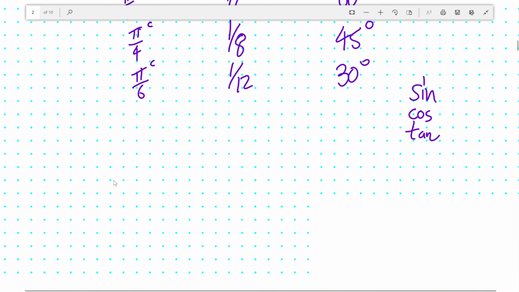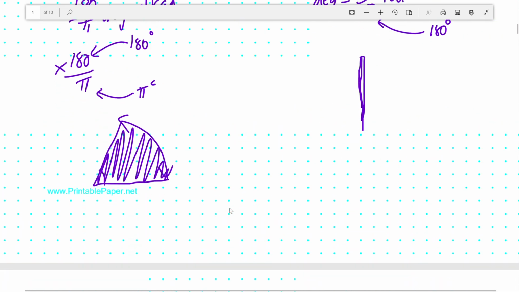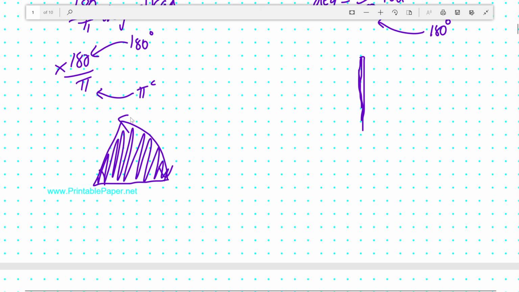In the next video, we'll be going over how we figured out the formula for arc length of a sector.